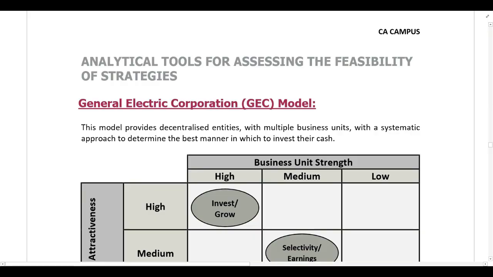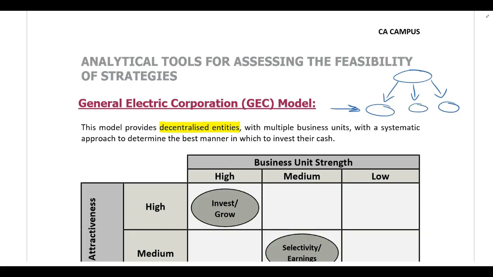So the first analytical tool that we can use in order to assess the feasibility of a strategy is the General Electric Corporation model, or the GEC model. And what this model does is for decentralized entities. A decentralized entity means we don't have decisions being made at a head office level, but instead the company is broken down into different divisions and decisions are made at a divisional level. So that is a decentralized entity.